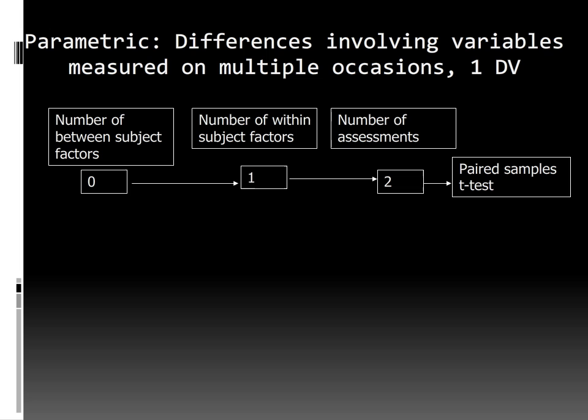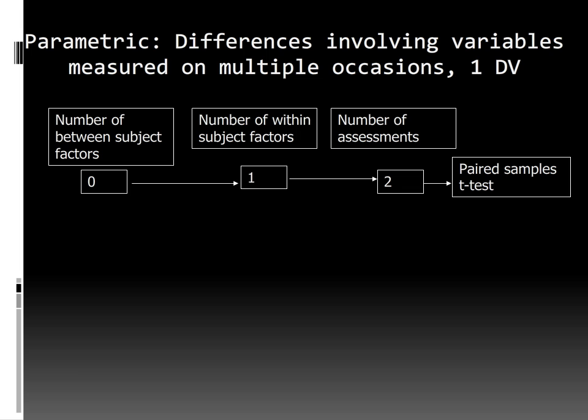We will now go over the parametric tests for differences involving variables measured on multiple occasions, but only one dependent variable. If you have 0 between subject factors and 1 within subject factor that is measured 2 times, the most appropriate statistical test is a paired samples t-test.